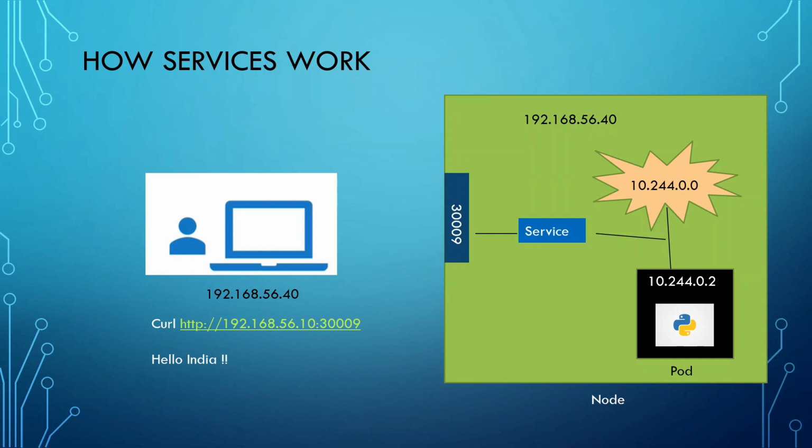Here on the right-hand side, there is one node whose IP is 192.168.56.40, and there is a pod running on the Flannel network at 10.244.0.2. If we host any application inside the pod, obviously since the node network is in a different series, the end users cannot access this application. To mitigate this kind of situation, to access these applications, that's how we deploy services inside Kubernetes.